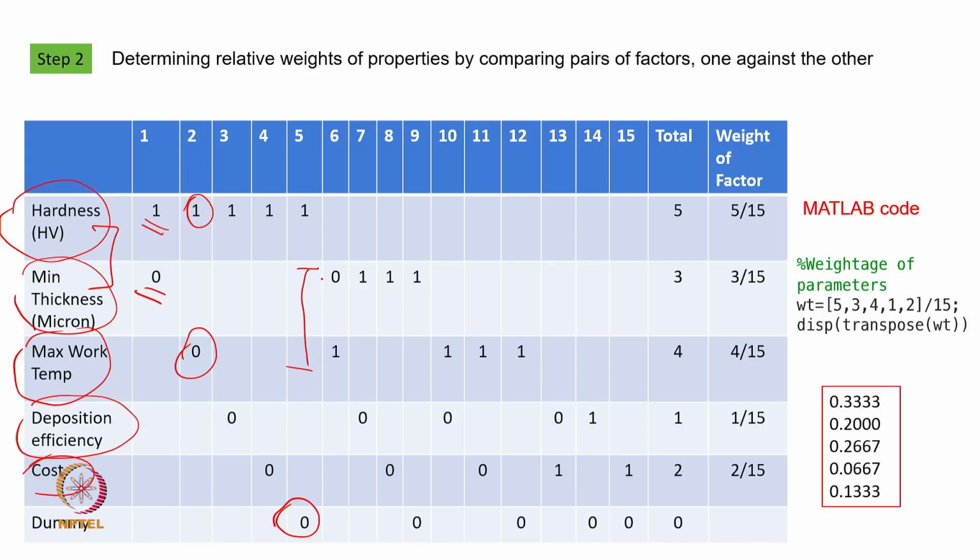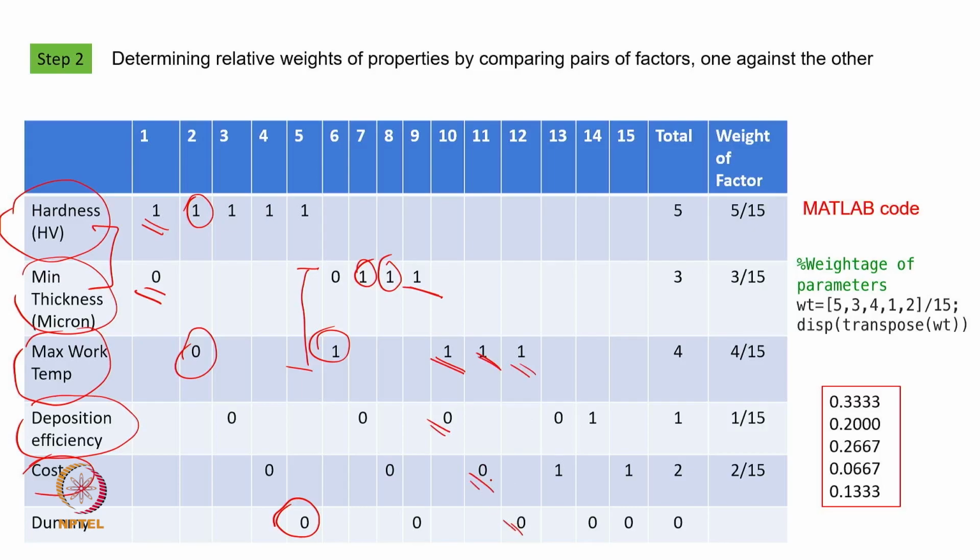Same thing, the way we have compared hardness, comes with the minimum thickness versus maximum temperature. We say now minimum thickness is not as important as the max temperature. Coming to the minimum thickness versus deposition, we say no, minimum thickness is more important. Minimum thickness versus cost, we say minimum thickness is more important, and of course, compared to the dummy, we really require minimum thickness. Same thing happens with the working temperature versus deposition rate, working temperature versus cost, working temperature versus dummy.